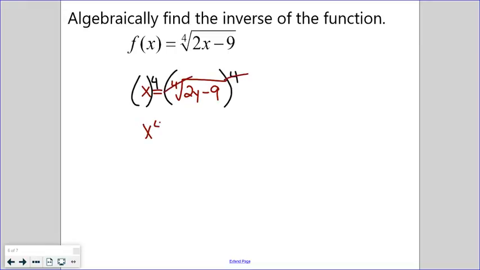And I get an x to the 4th equals, and now I can deal with the 2 and the 9. I cannot get rid of either of those until that is gone. Right? You can't touch anything under the radical until we get rid of the radical. Finish out on this one.